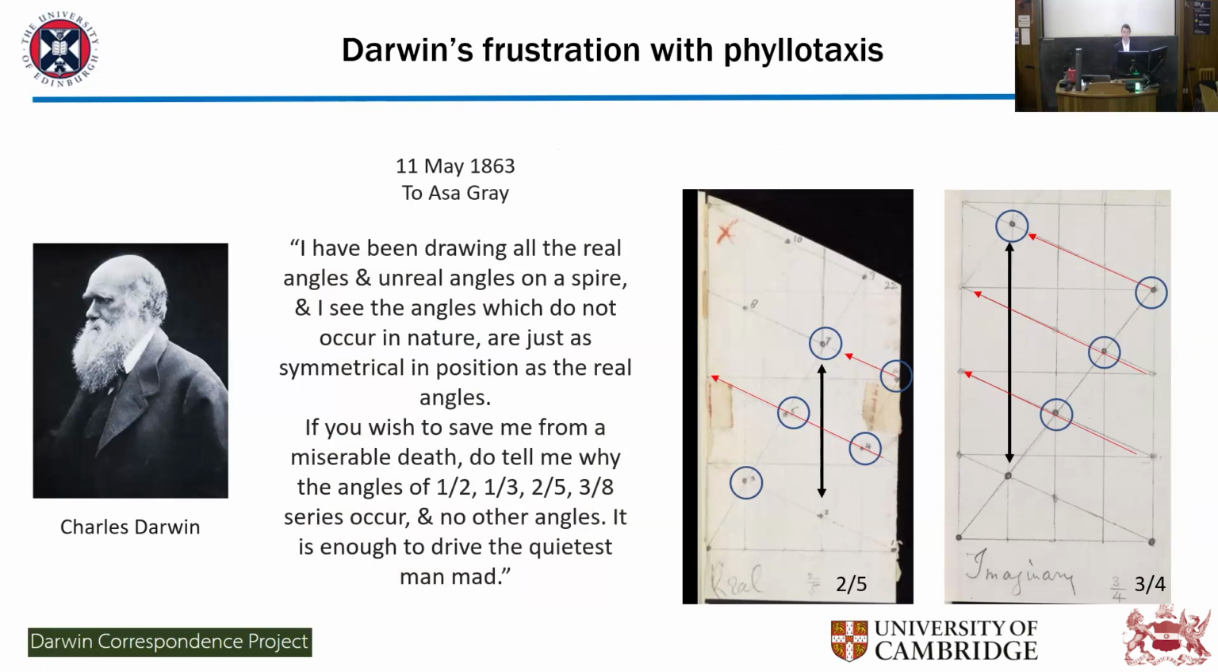1/3, 2/5, 3/8," which I'm sure everyone in the room now knows as the numbers in the Fibonacci sequence, "why do these occur and no other angles? It's enough to drive the quietest man mad."